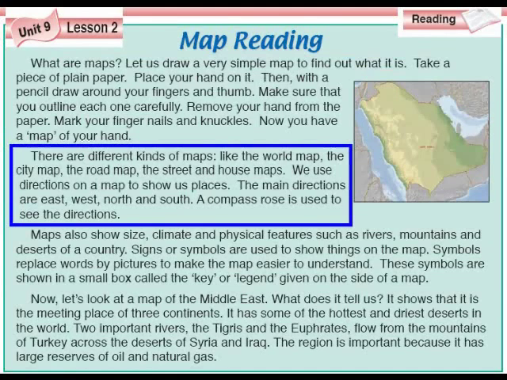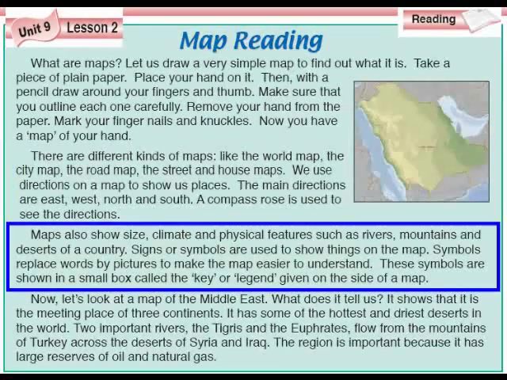There are different kinds of maps, like the world map, city map, road map, street and house maps. We use directions on a map to show us places. The main directions are east, west, north, and south. A compass rose is used to see the directions.